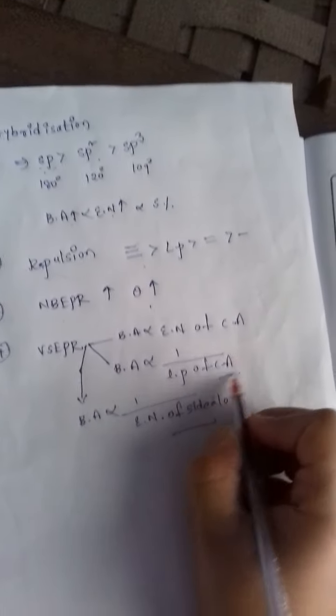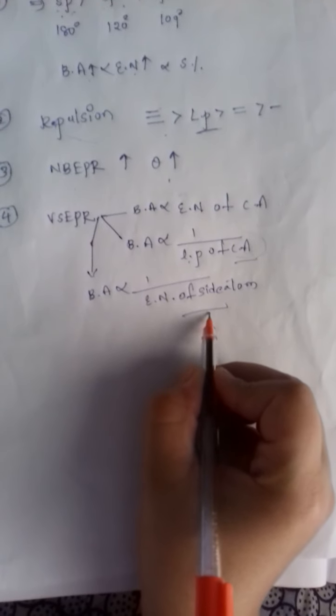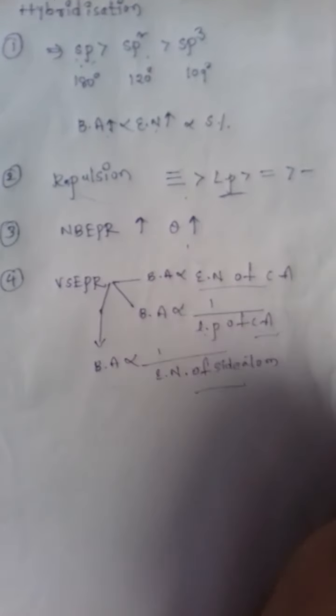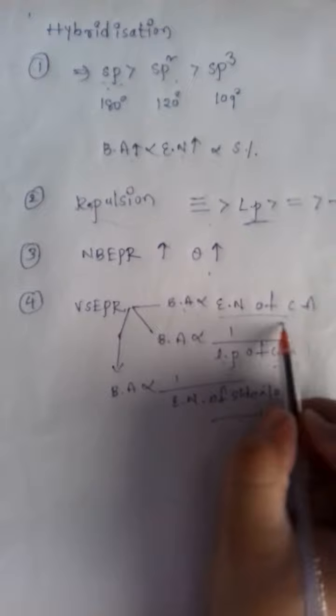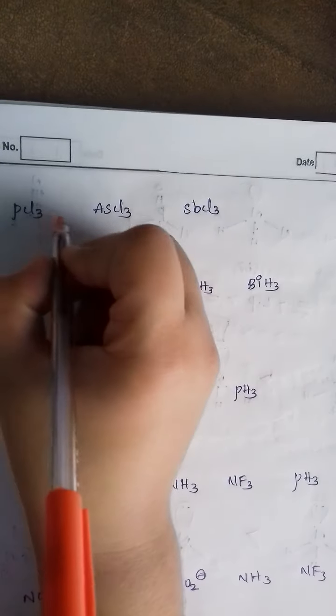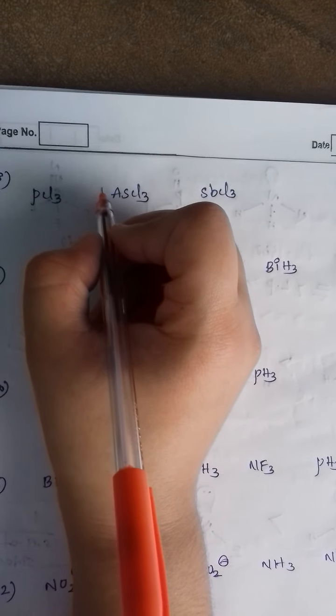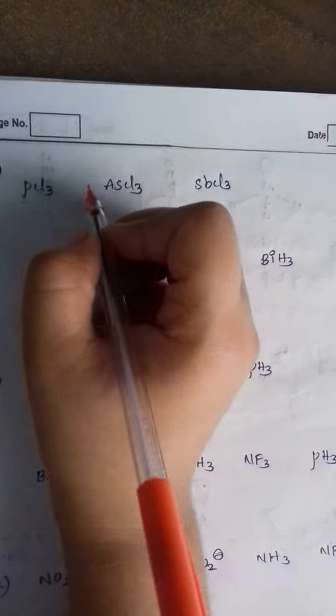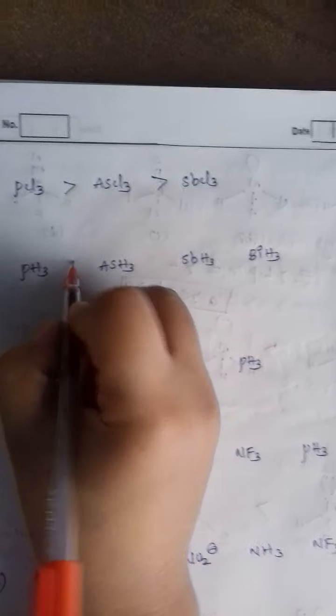This we have already seen, and we have done this in NF3 and NH3. Now we will see this one: bond angle is directly proportional to the electronegativity of the central atom. As you know, this all comes in the nitrogen family. So as we go top to bottom, electronegativity decreases, so the angle will be more for this. And here also it is similar.